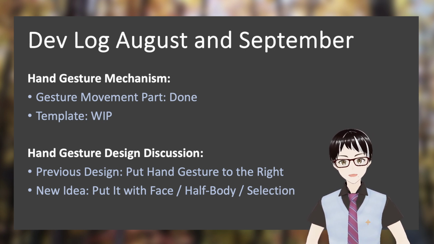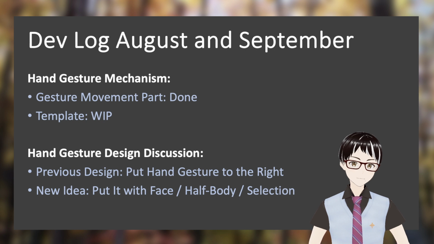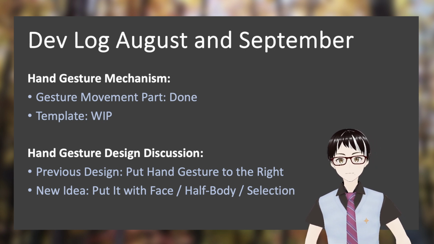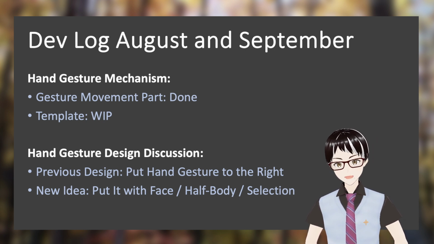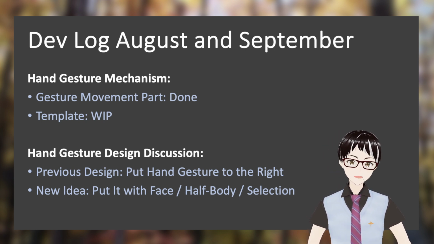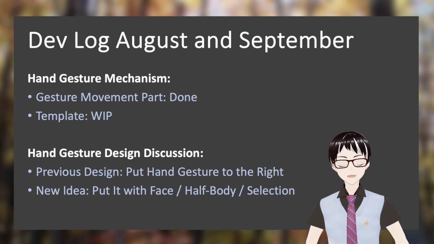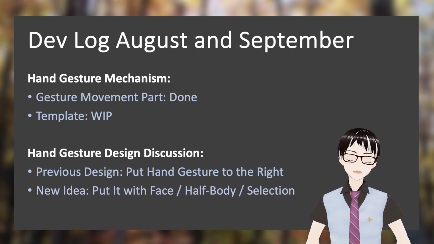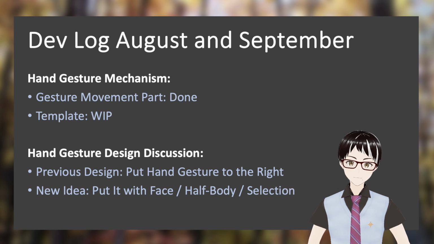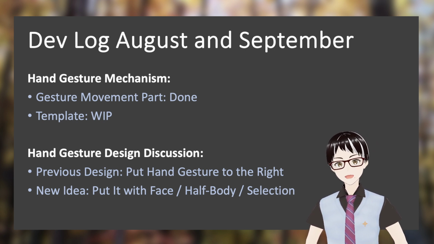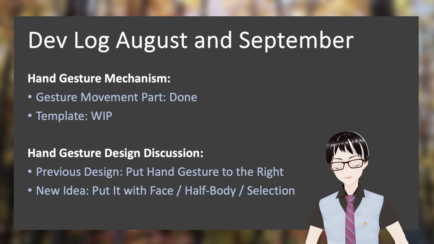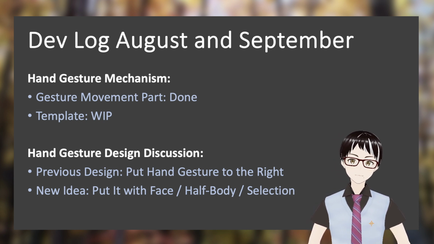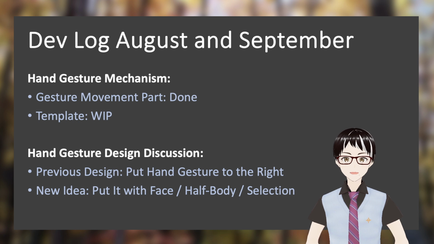Right, so for this system, we were able to make some progress in terms of the backend development. We have part of the gesture movement done. Once we have the defined bone rotation set, we will be able to make the model move into different gestures. That part is done. And the template part, selecting different types of templates and making it more generalized so that people can contribute, is still a work in progress.